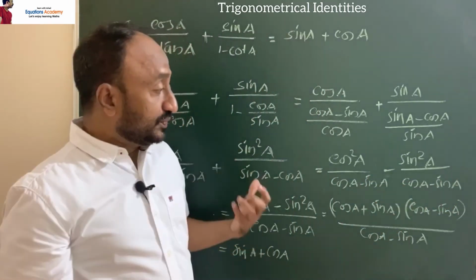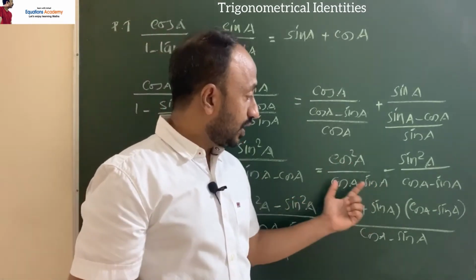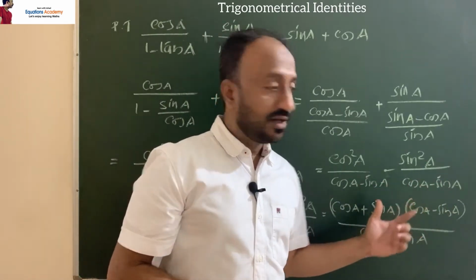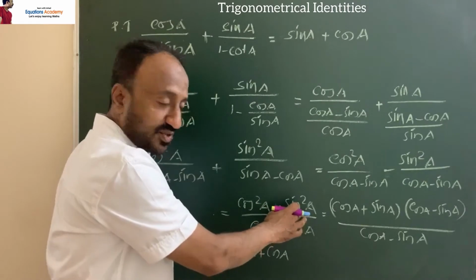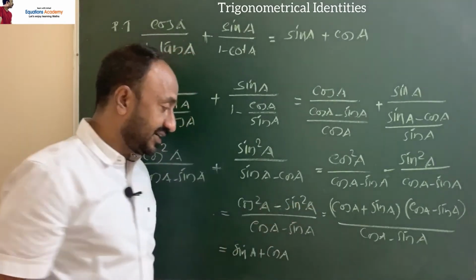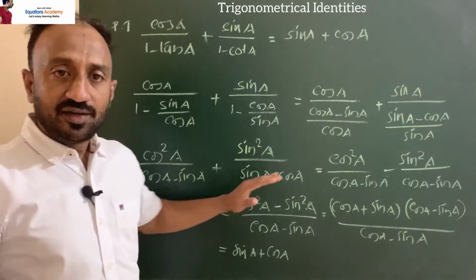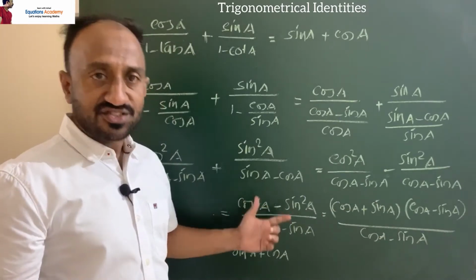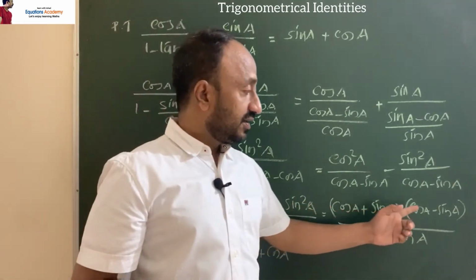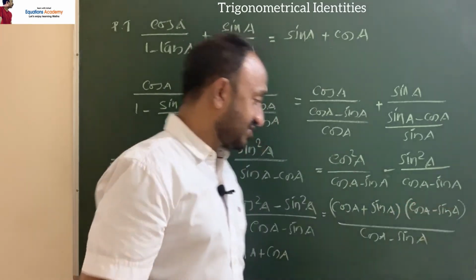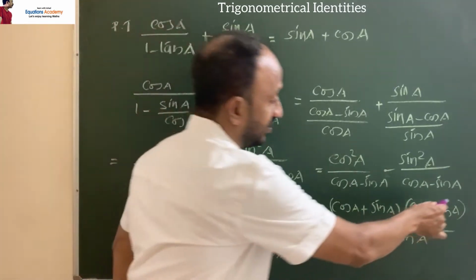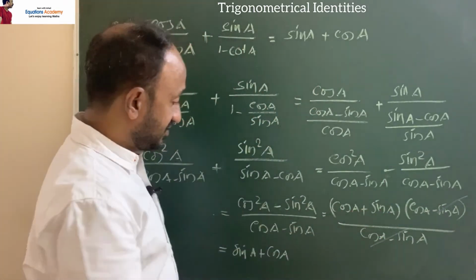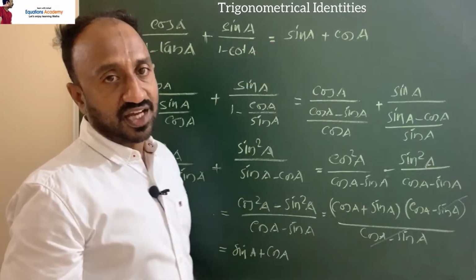Now, why did we do that? Because to make the denominator equal, cos A minus sin A here, and here also cos A minus sin A. Now, the denominator is equal. So, cos square A minus sin square A divided by cos A minus sin A. Now, A square minus B square is equal to A plus B into A minus B. So, cos square A minus sin square A is equal to cos A plus sin A times cos A minus sin A, divided by cos A minus sin A. Cos A minus sin A cancel. So, we get cos A plus sin A, which is equal to sin A plus cos A. That is what we have to prove.